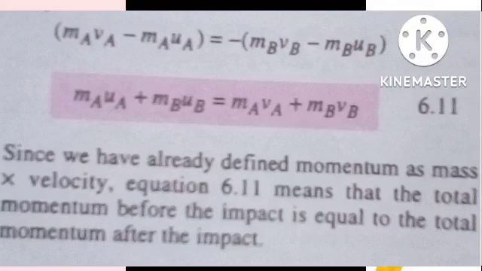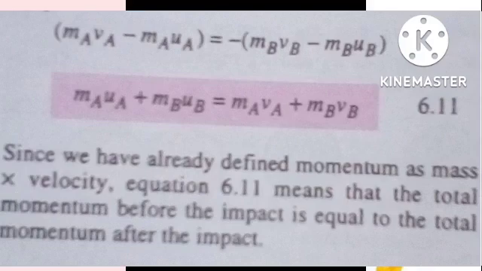Because of the concept of conservation of momentum, we have an equation which expresses this relationship. You can see the equation here: MAUA plus MBUB equals MAVA plus MBVB. The term MAUA is the initial momentum of the first object. The second term is the initial momentum of the second object. The third term, the first term on the right hand side, is the final momentum of the first object, and the last term is the final momentum of the second object.